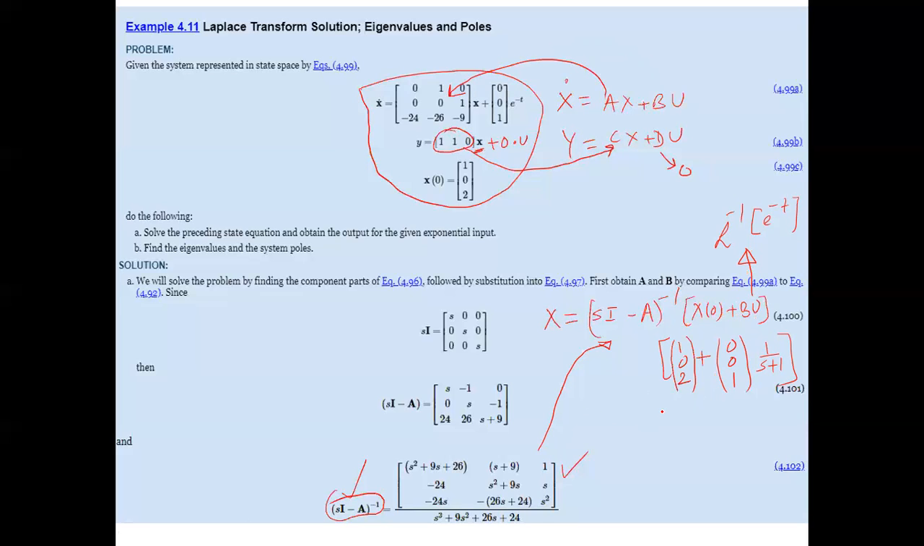Then what did you get here? This guy is 1 plus 0 times this 1, 0 plus 0 times this 0, 2 plus 1 over s plus 1. Then you have to multiply this guy here. You have to multiply this, which is this, by this, which is this. So let me multiply here: 1, 0, 2 plus 1 over s plus 1. Oops. Let me erase this, we don't need this anymore.